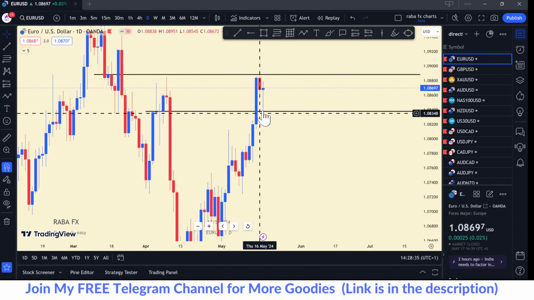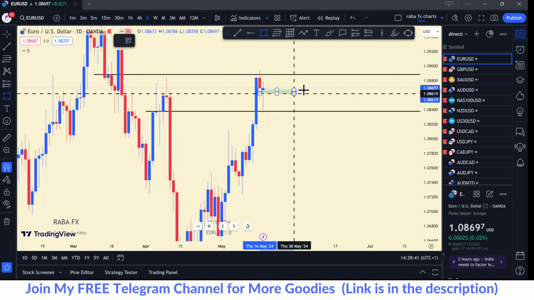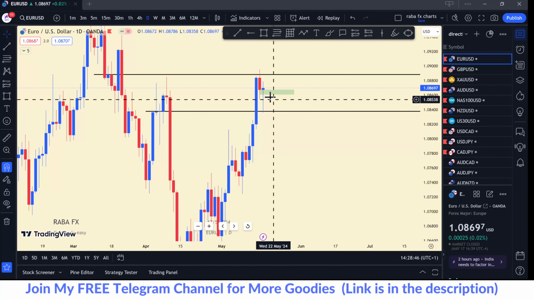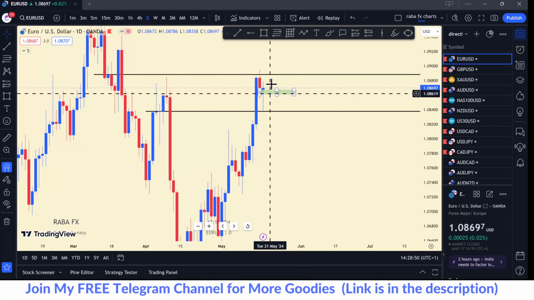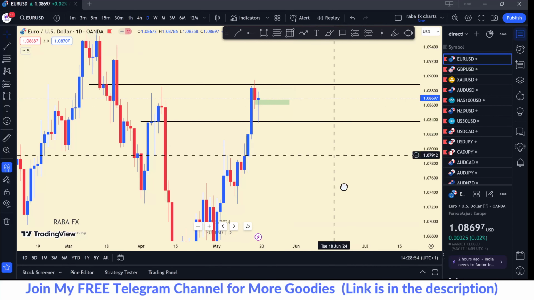So what I did on Friday, once this occurred, I just simply left it. I will be looking to add a position once price retests this. The exact place depends on what transpires in the lower time frame, H4 and H1. All right, but the market looks ready for a push.